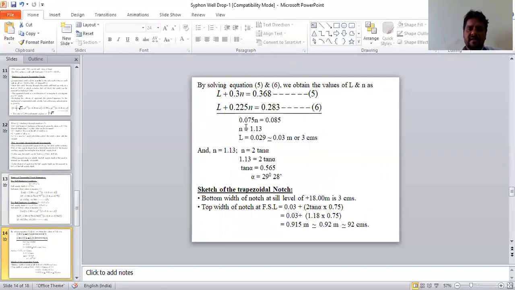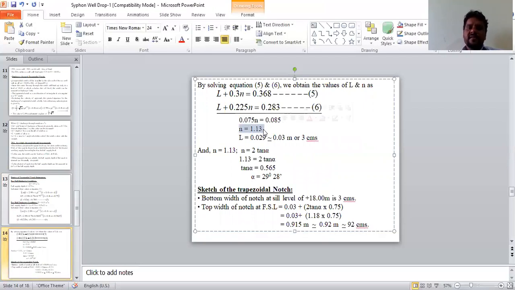Okay, L is equal to, N is equal to, so the number of end contractions will be 1.13. That means you should not say 1.13 if end contractions are more than 1. Okay, the round-off value is 2. So the number of end contractions is 2, not 1.13. Don't say that, right? The number of end contractions should be the round-off value, right?